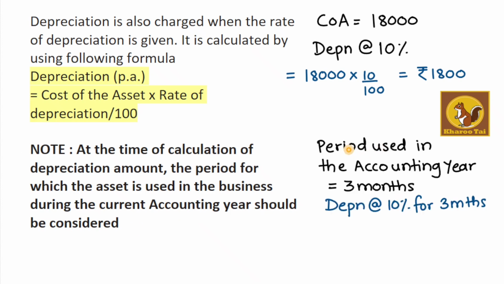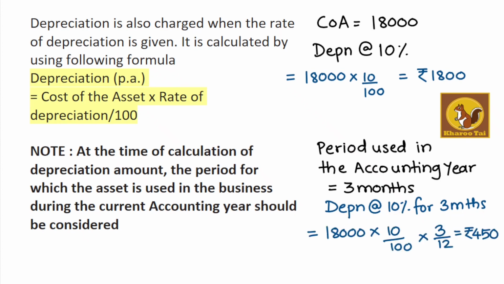Let's see the example. The period used in the accounting year is 3 months. In my example, we have used the machine for only 3 months, and depreciation is again the same 10%. So the first part of the calculation is the same, 18,000 into 10 divided by 100. We just have to multiply it again by 3 divided by 12. 3 because we have used it for 3 months, and 12 because the year is of 12 months. So we are charging proportionate depreciation. We have used the machine for 1/4 year, so 1/4 of 1800 is 450.